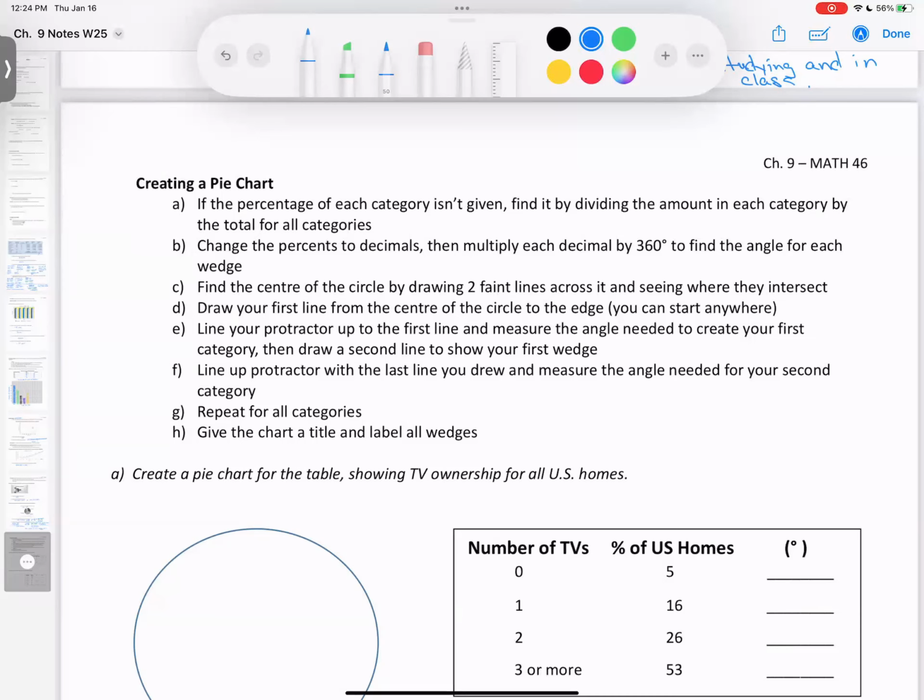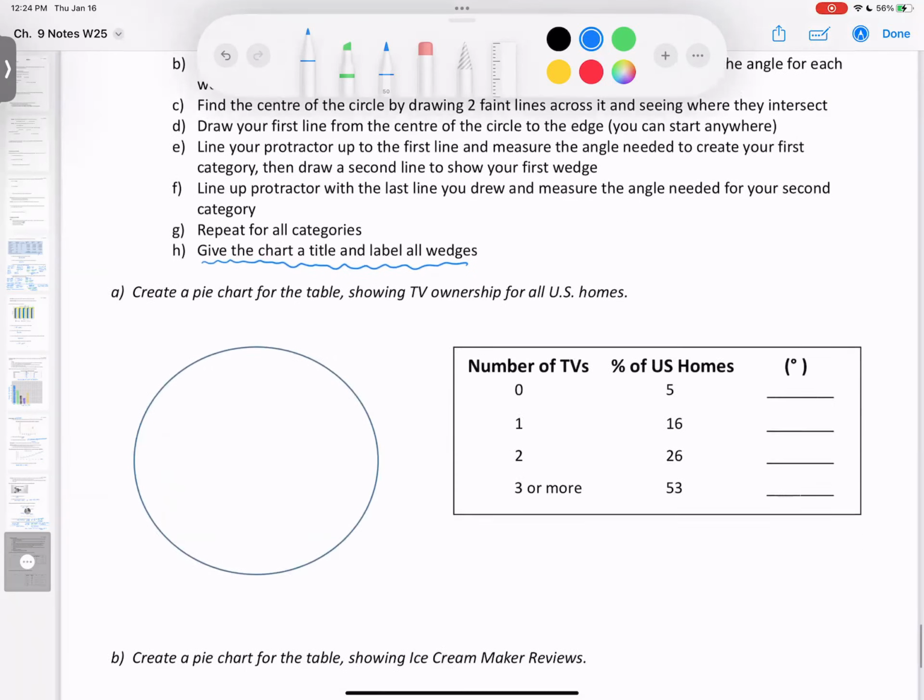Then you're going to use a protractor to figure out the angle needed to create that first wedge. And then from there, you'll go and do your second one. So let's do one together. Oh, and very important, I shouldn't forget, make sure you're giving the chart a title and that you label all of your wedges.